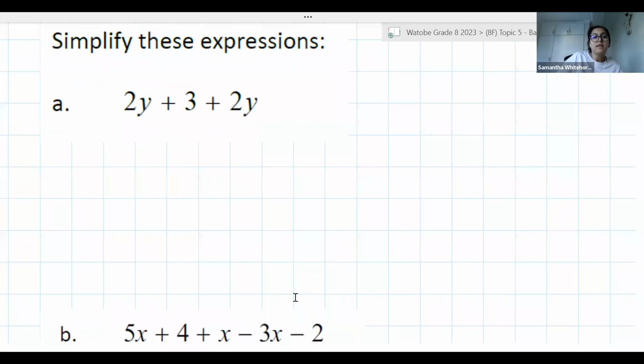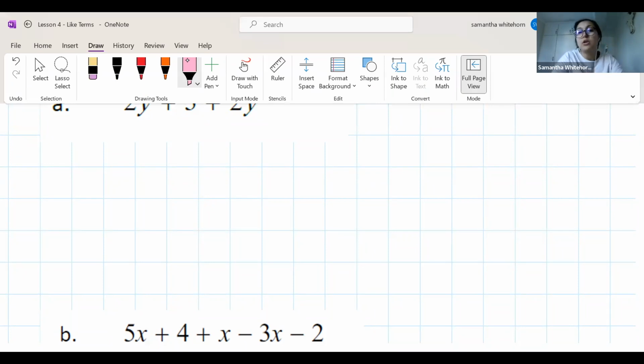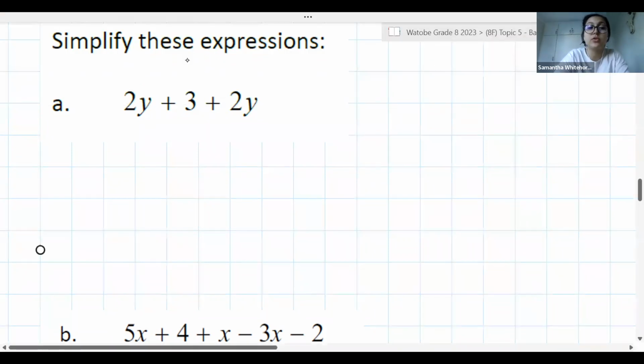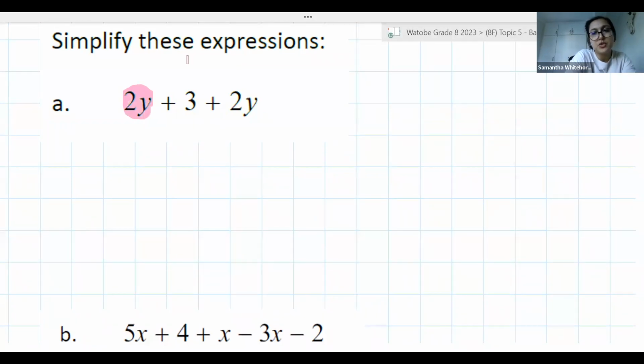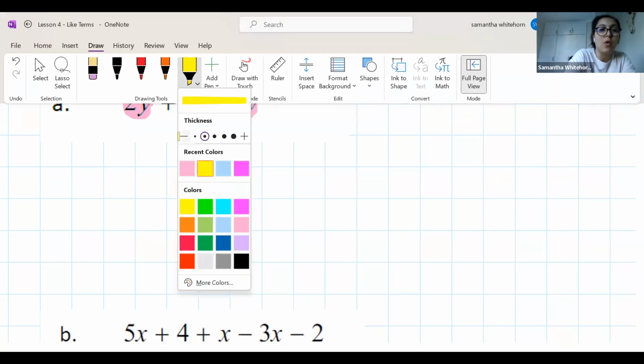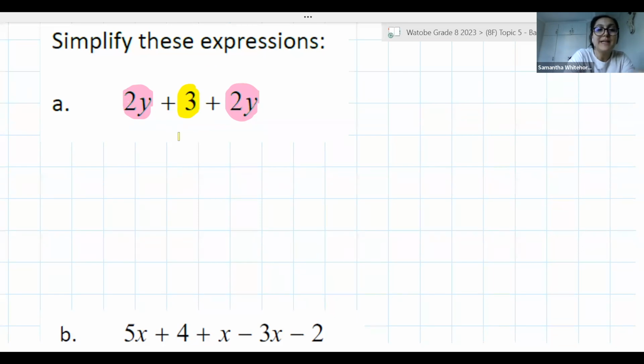What we need to remember is that our definition for like terms says they have the same variable and the same exponent. When I'm working with algebraic expressions, I always like to have a colored pen or some highlighters so that I can highlight my like terms. As Mavoyo said, by highlighting or underlining, we're grouping our like terms so that we know exactly what we should be adding and subtracting. Here we have two terms with a y in it, so those are like terms. But this 3 is not a like term because it does not have a y attached to it. So this is a completely separate group of terms that we need to consider.